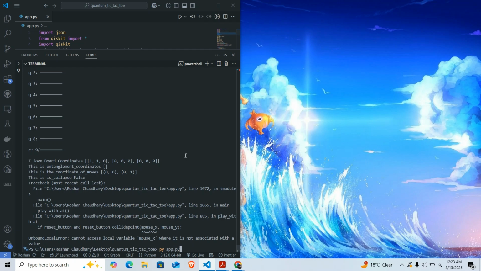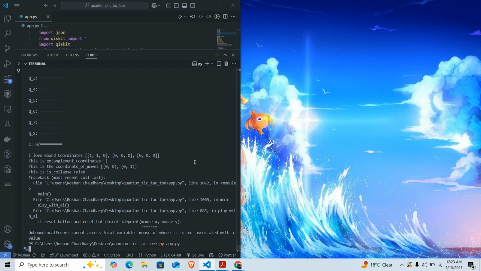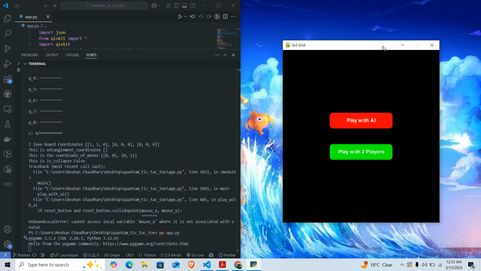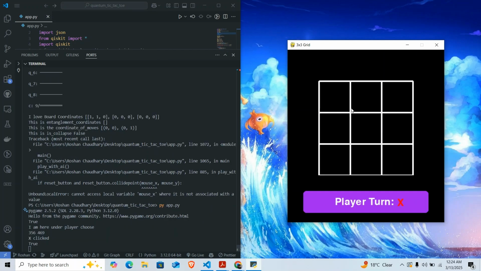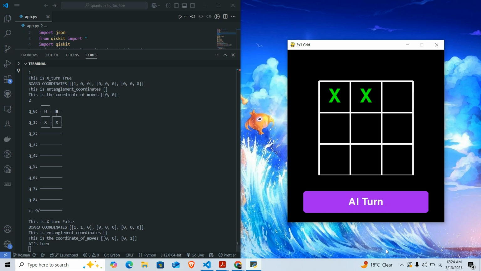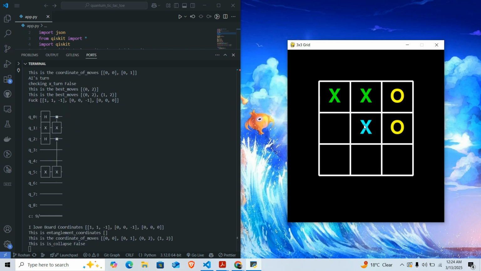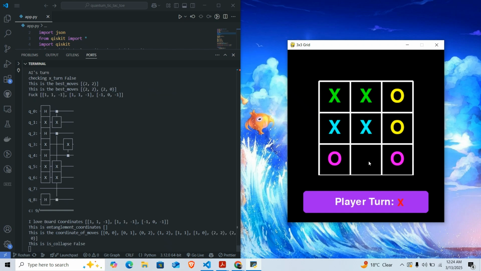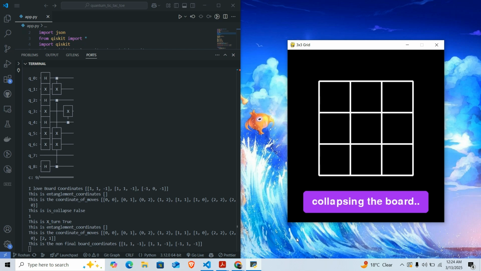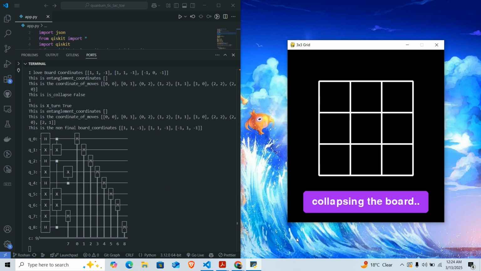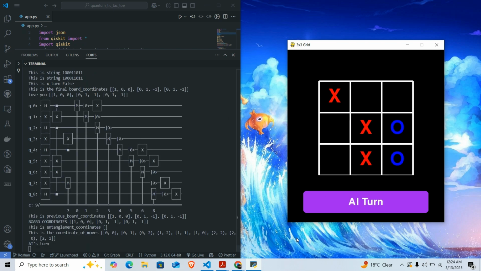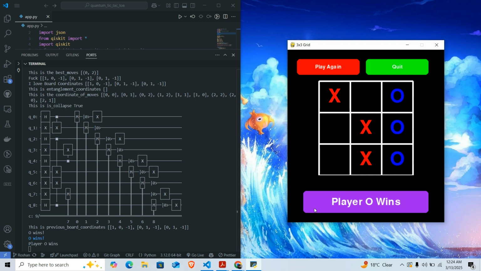There was some problem. There was a glitch. So let's play with AI. This is done. Now is AI done? Okay. Is AI done? Collapsing the board. Okay, AI is done and AI wins here.